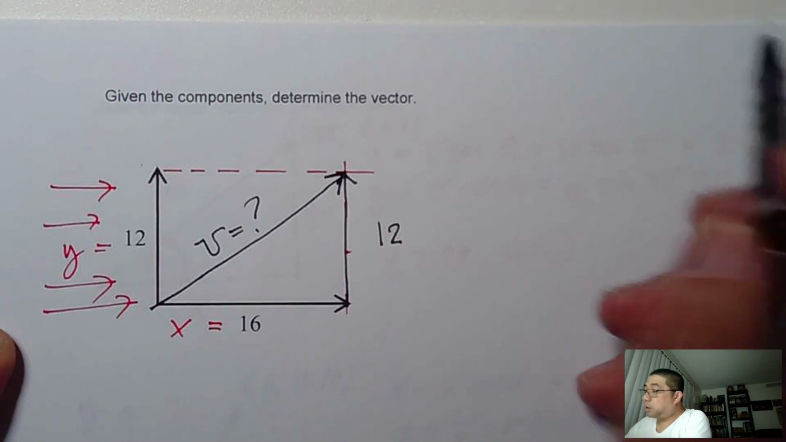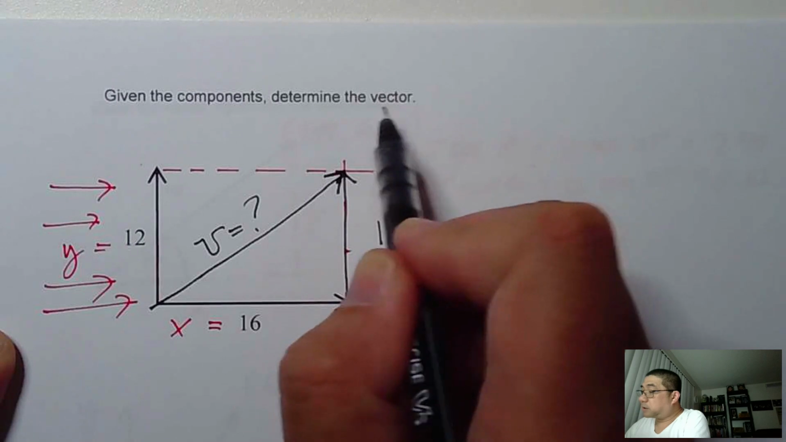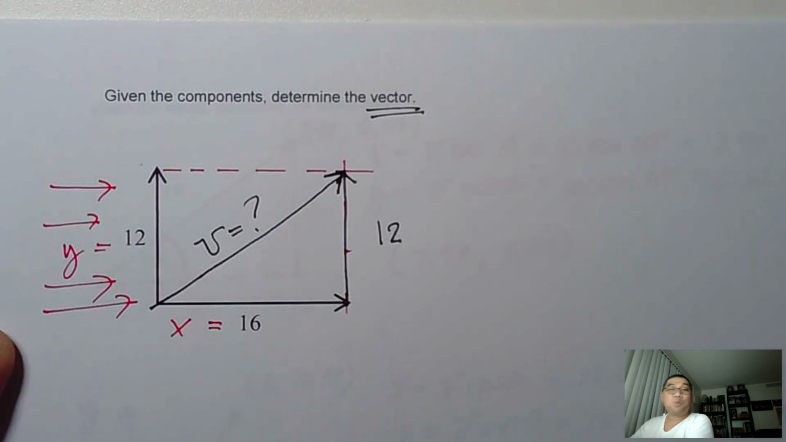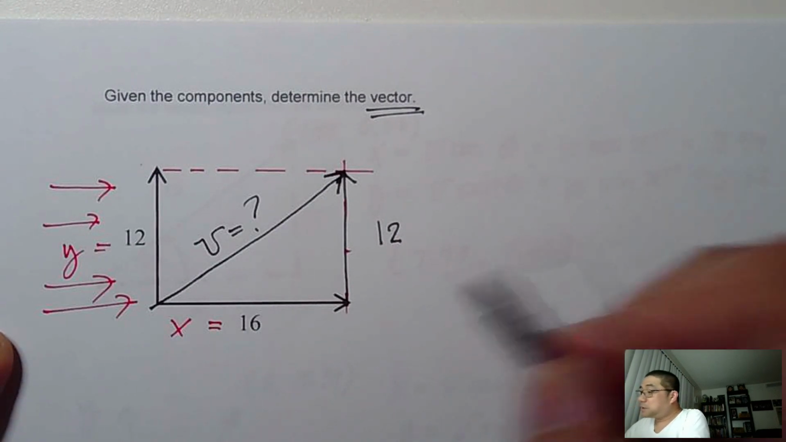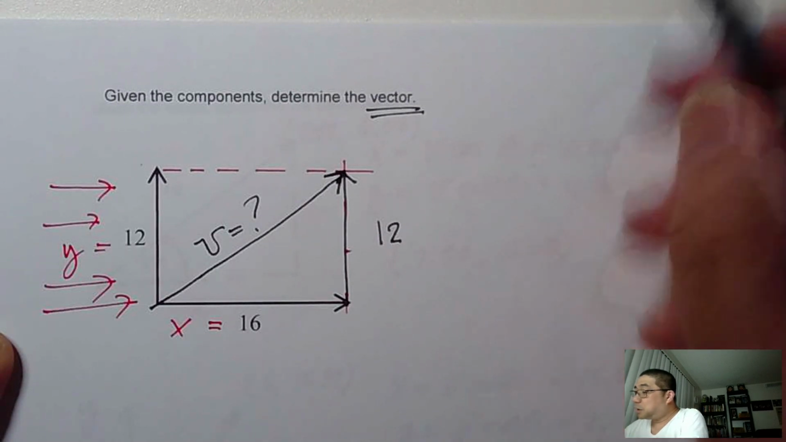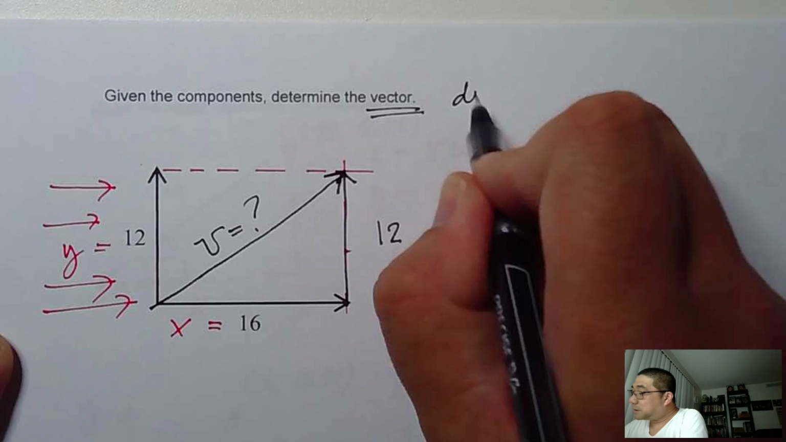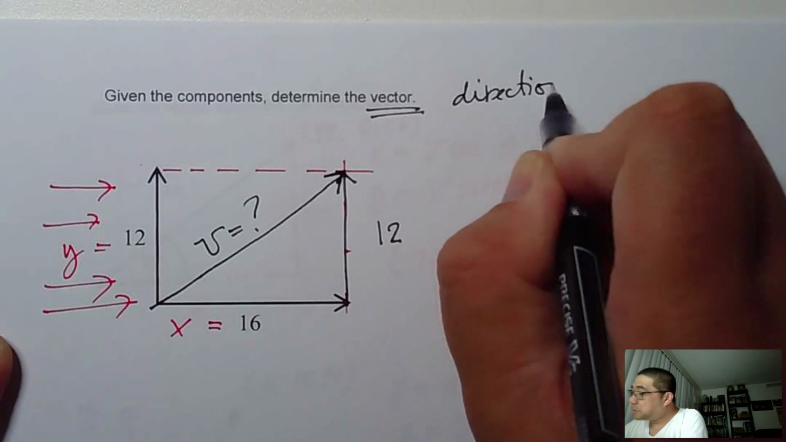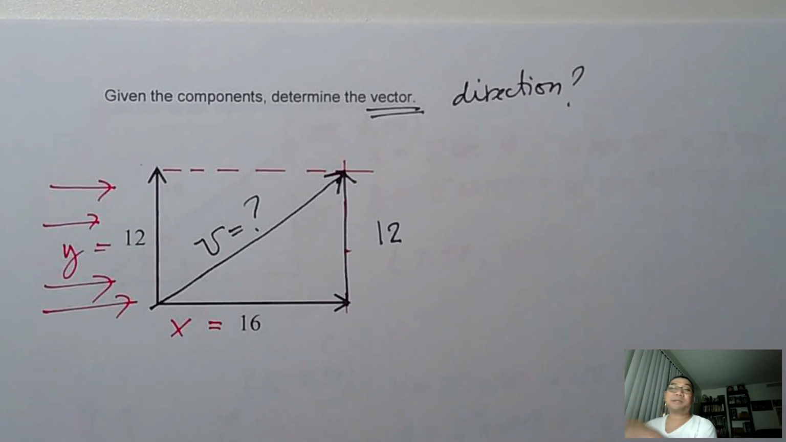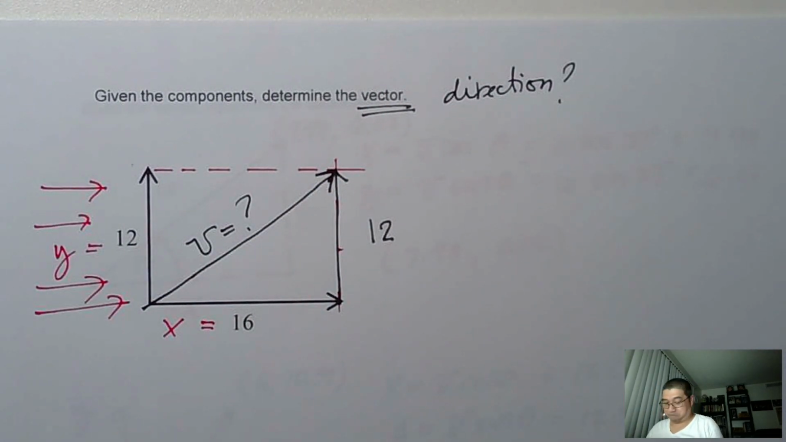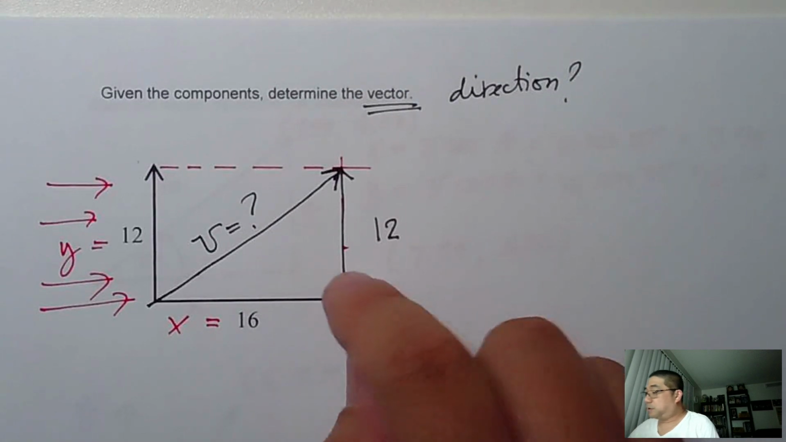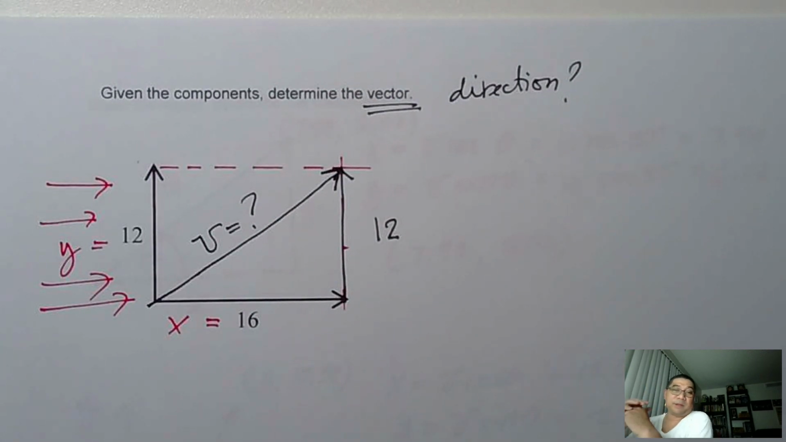So it says here, given the components, determine the vector. Okay, let's add one more. And that is, what is the direction? Okay, so have you noticed what kind of figure do we have here? Okay, the figure is a right triangle. You have a triangle with 90 degrees in one of the interior angles.